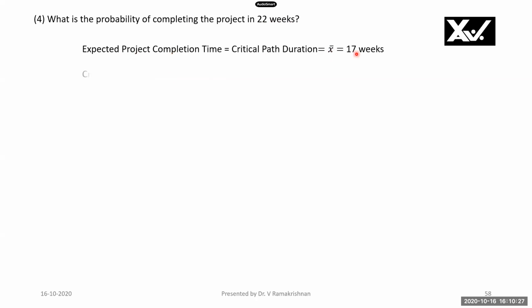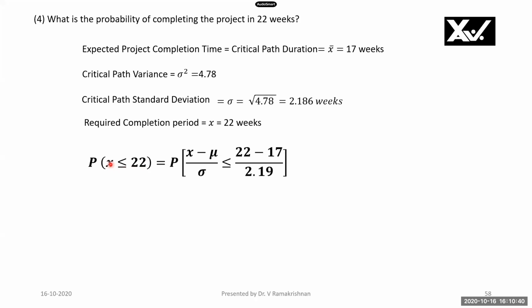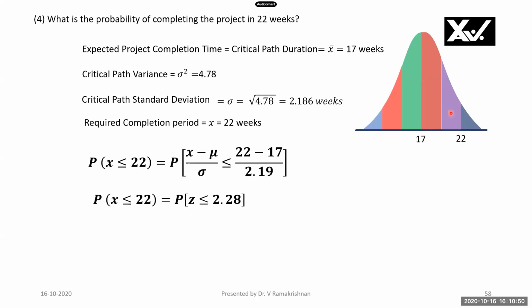So X bar is 17 weeks. Sigma squared is known, therefore sigma is 2.186 weeks. We have calculated these in the previous slide. Now the required completion period, X value, is given as 22 weeks. We have to find the probability that the time period will be less than or equal to 22. 17 is the mean time period for completion. We have taken 22 weeks. We'll have to find this area to the left of 22. That gives the probability of completing the project in 22 weeks or less.